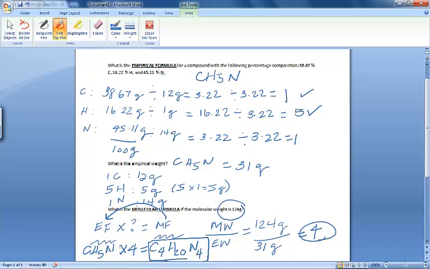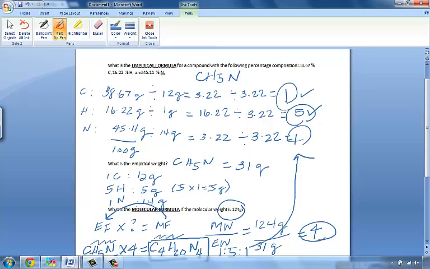If we were simply to take a look at that, if I divide 4 into C4, I'd get 1 carbon. Divide 20 by 4, that would give me 5 hydrogens. And N4 by 4, that would give me N1. So it is a 1 to 5 to 1 ratio. There's a nice double checking.